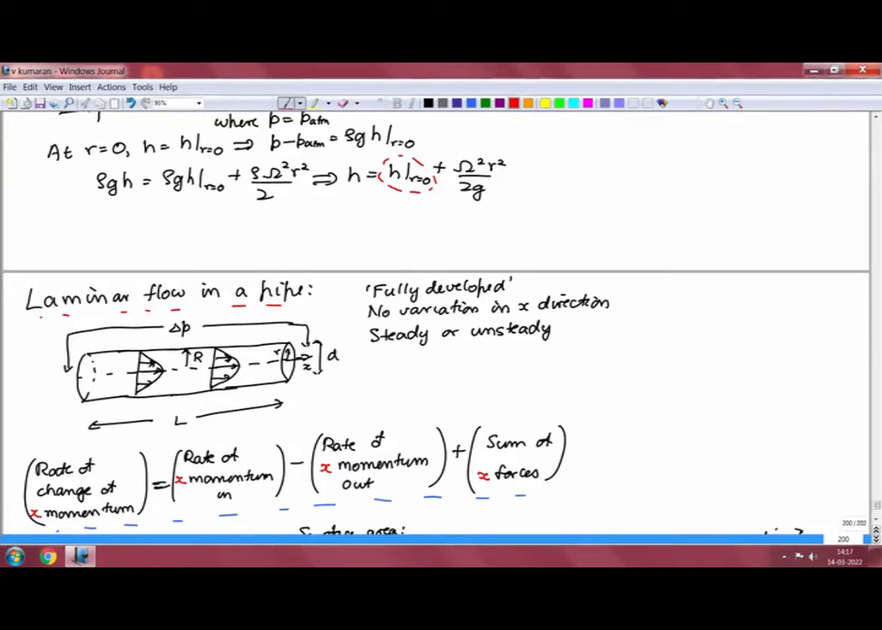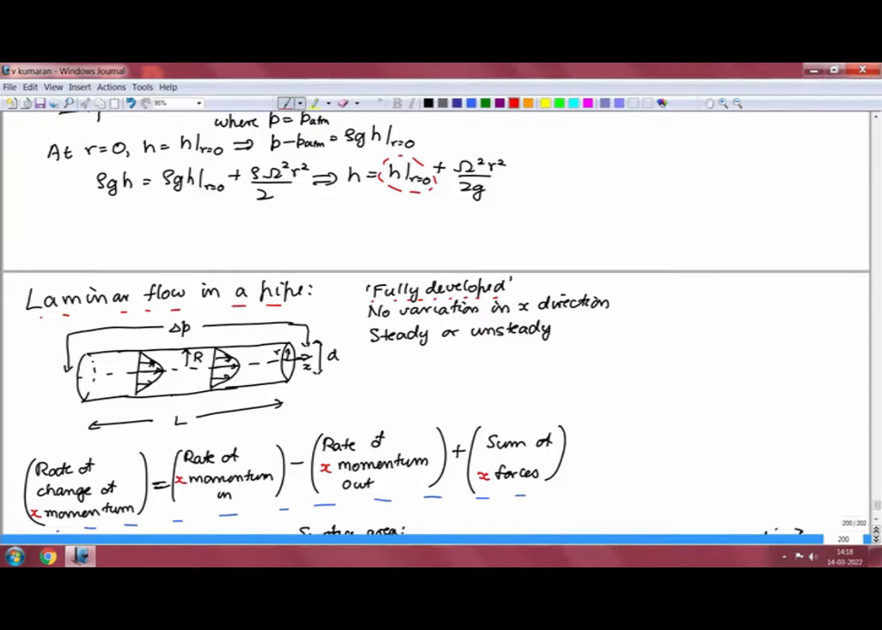A steady or unsteady and a fully developed flow. Fully developed means that there is no change in the velocity in the streamwise x direction, in a cylindrical pipe. We have chosen the x direction along the axis of the pipe, and the distance from the axis is the radial or r direction. So, we were considering a fully developed flow, and what that means is that there is no variation in the velocity in the x direction. However, the flow could be steady or unsteady.